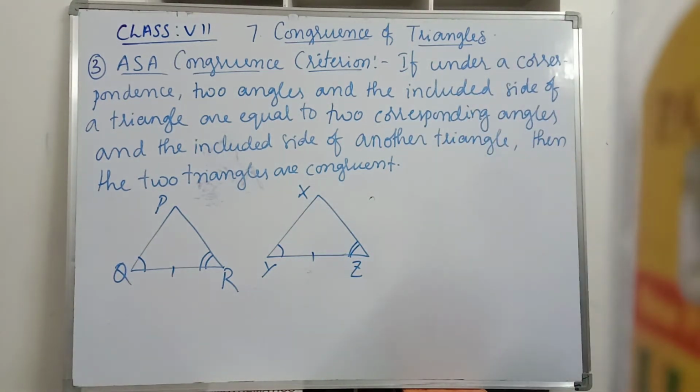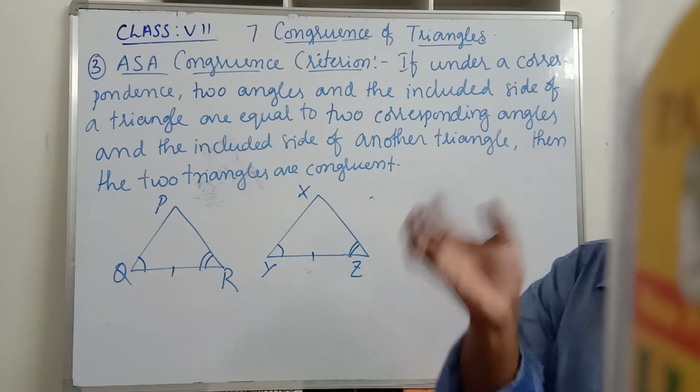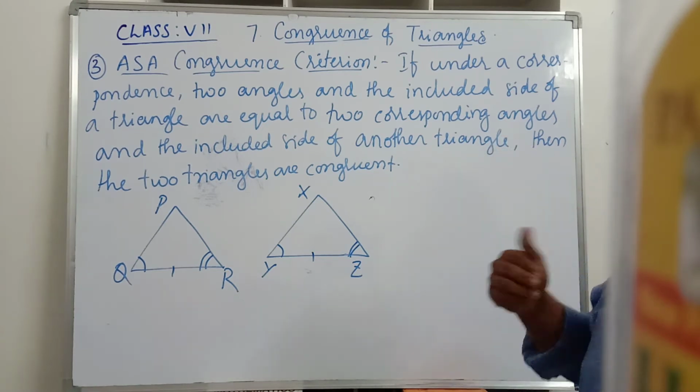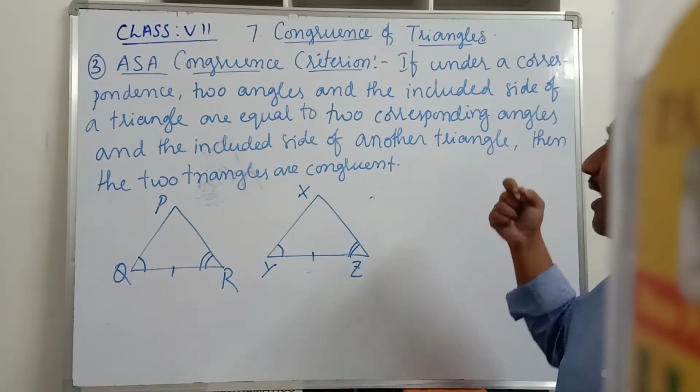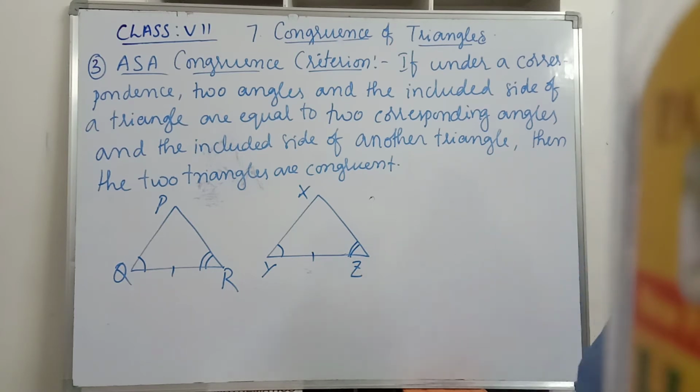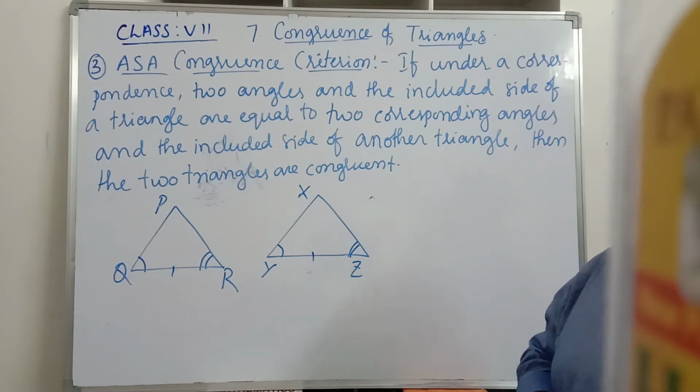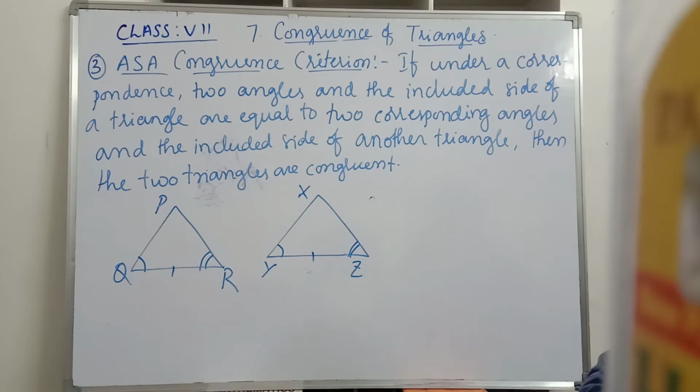So, what does the ASA congruency criterion state? Two angles and the included side of one triangle are equal to two corresponding angles and their included side of another triangle, then the two triangles are congruent triangles.